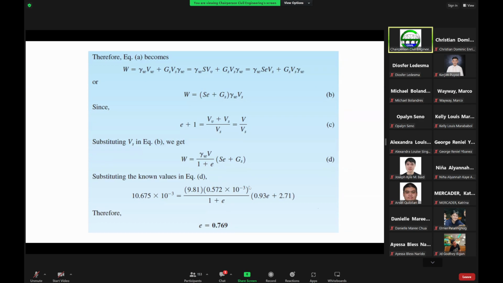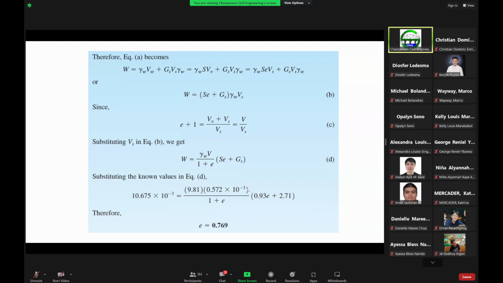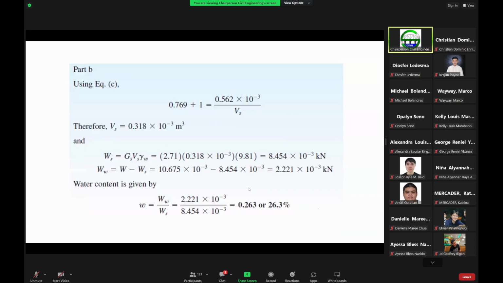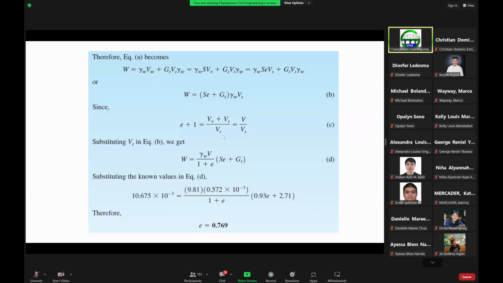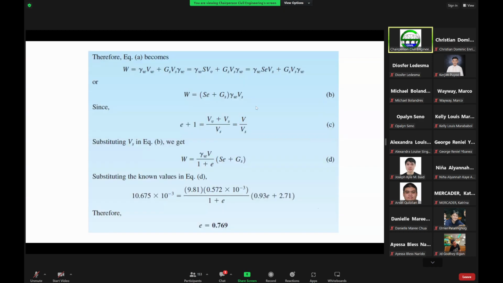Okay. So we have solved problem A. For problem B, we can use this equation here, wherein we now know the void ratio. So we substitute here: the void ratio plus 1 is equal to the total volume.